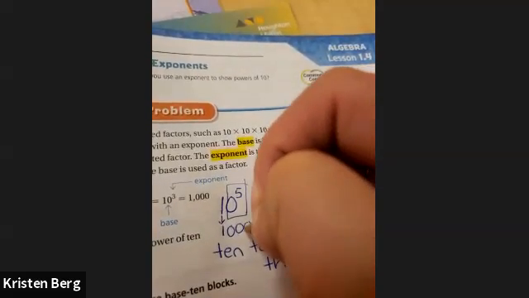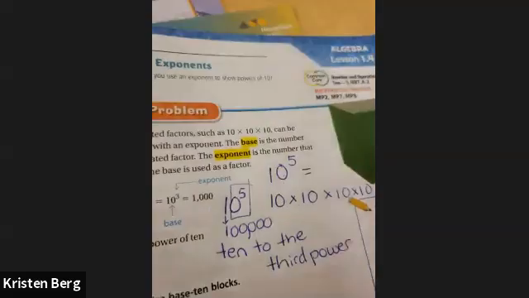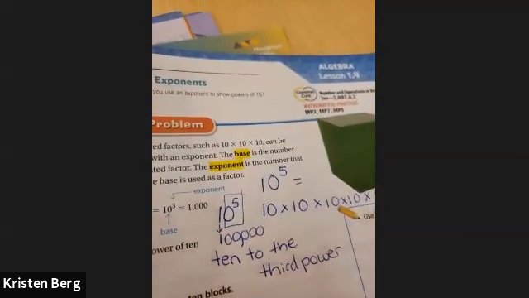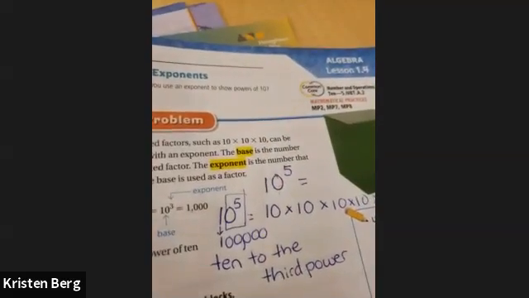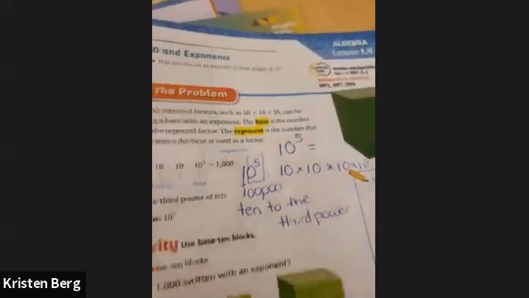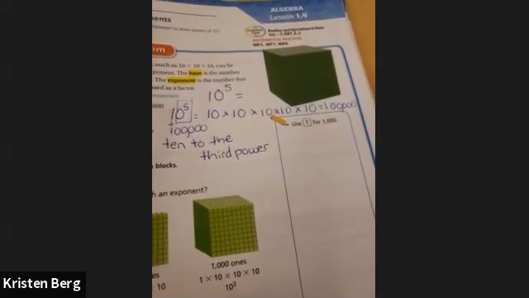1, 2, 3, comma, 4, 5 with a 1. So your answer, that's just another way to do it. Your answer is 100,000. This works for only powers of 10, which is the only thing that you'll be using this year. So it works out, and that can be a trick that you use.